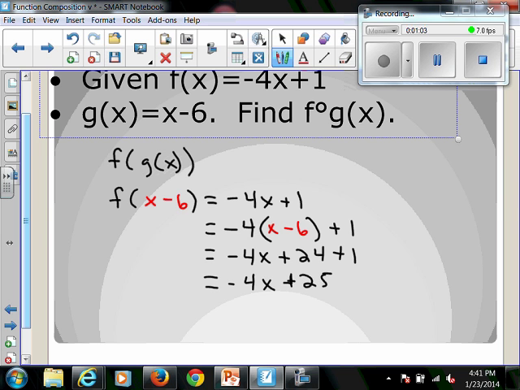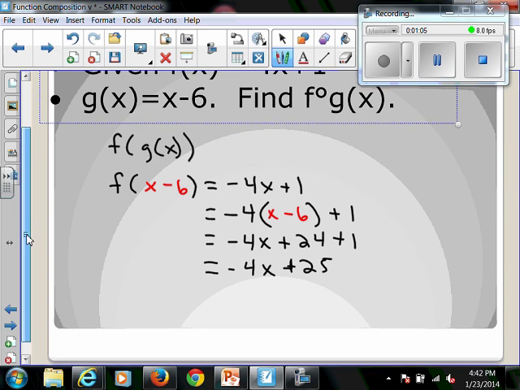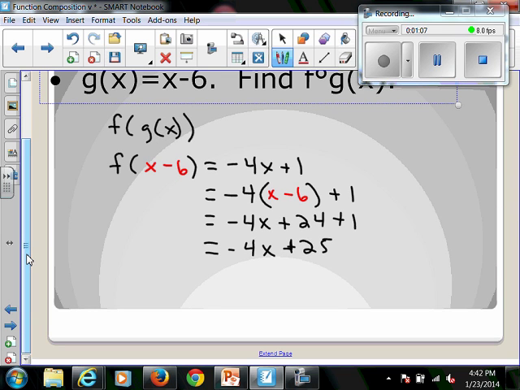Now let's check. How do we check? Well, let's take a number and substitute in for x. I'm going to substitute 3. -4 times 3 plus 25. We have -12 plus 25, so we have 13.